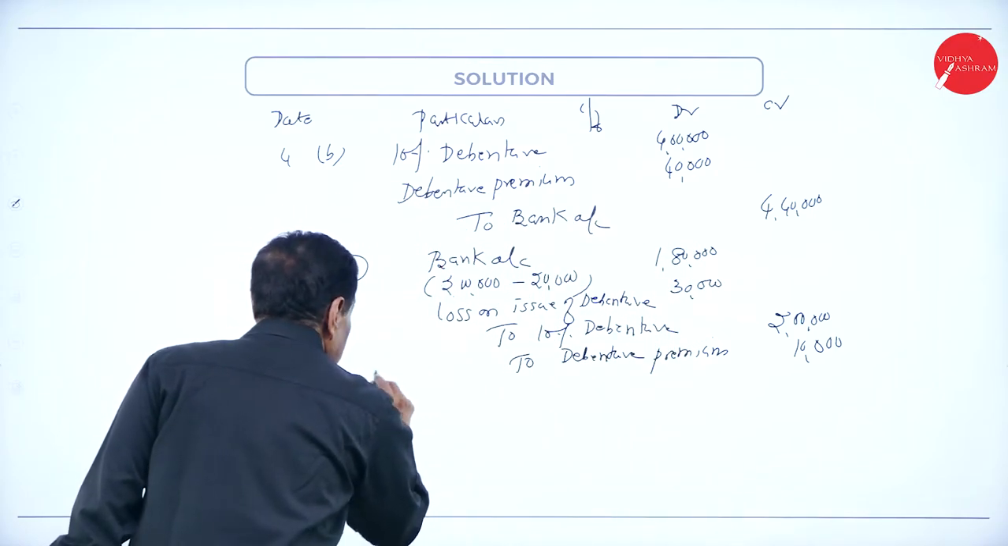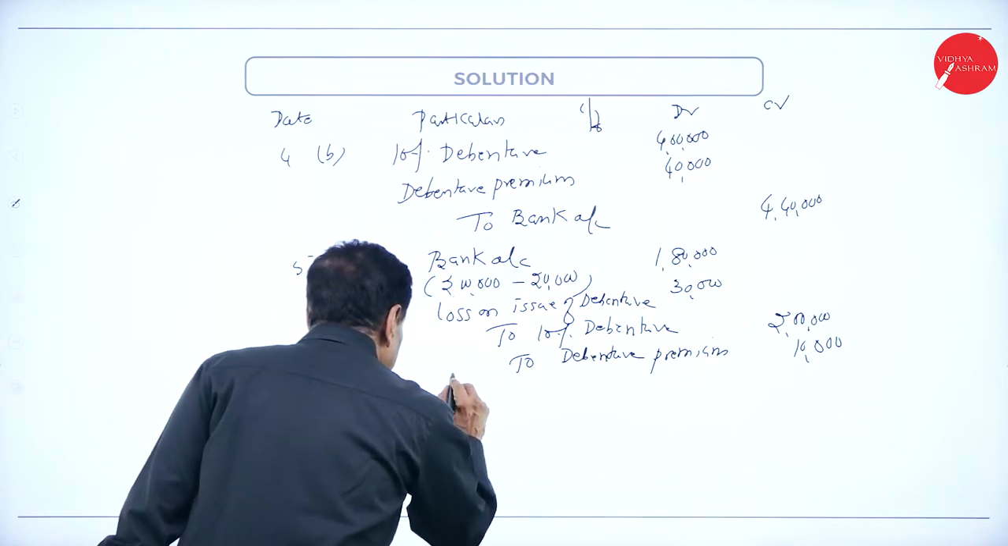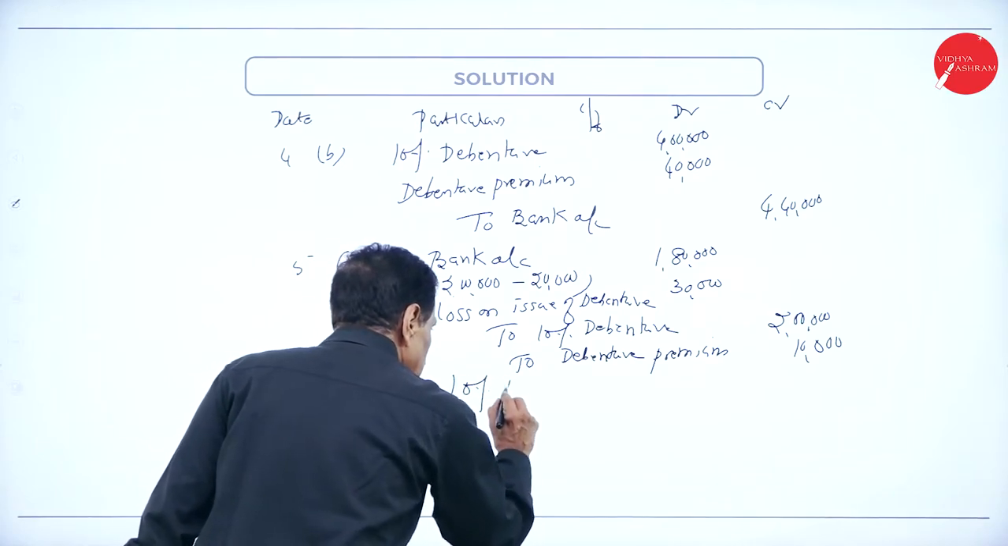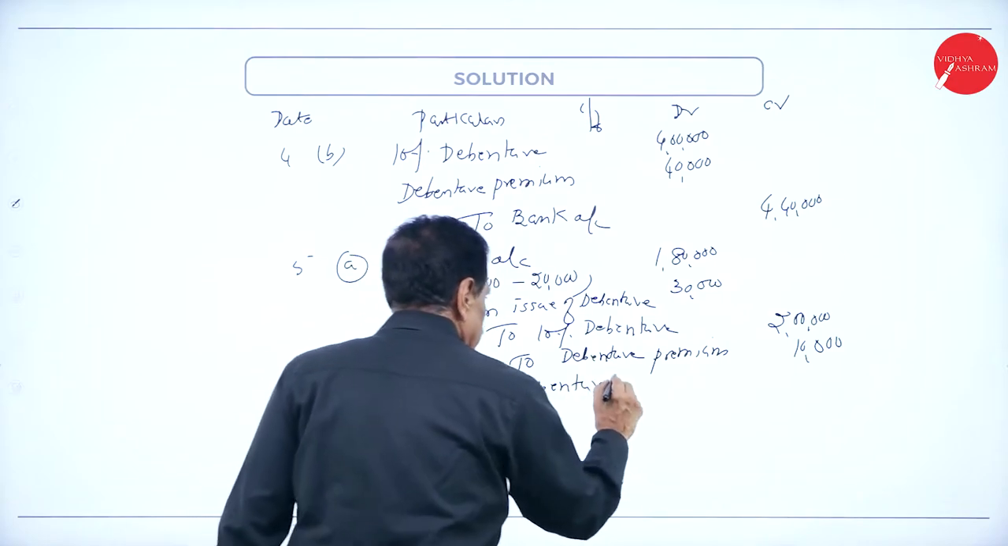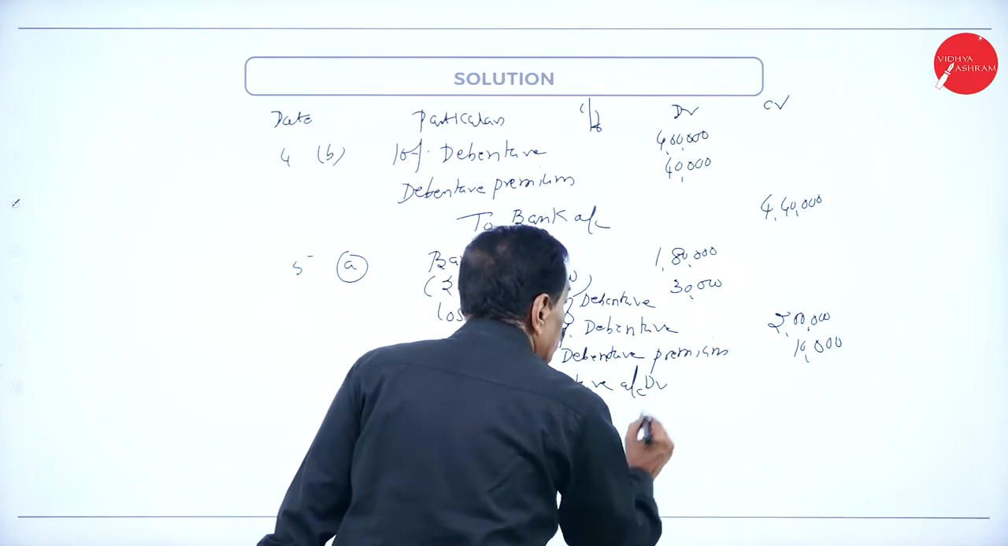Last entry. 10% debenture account debtor 2 lakh.